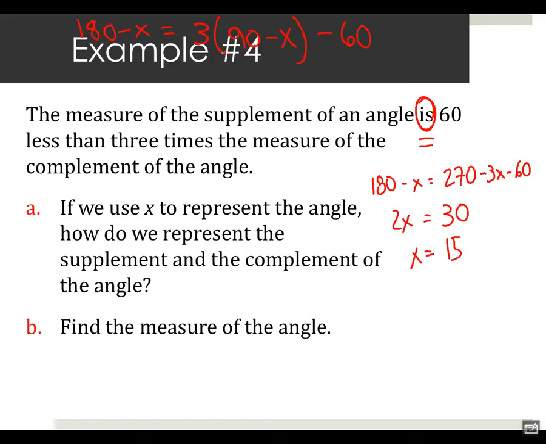Did I do my math right? Beautiful. And so there's the angle measure. Its complement would be 75, and its supplement would be 165.